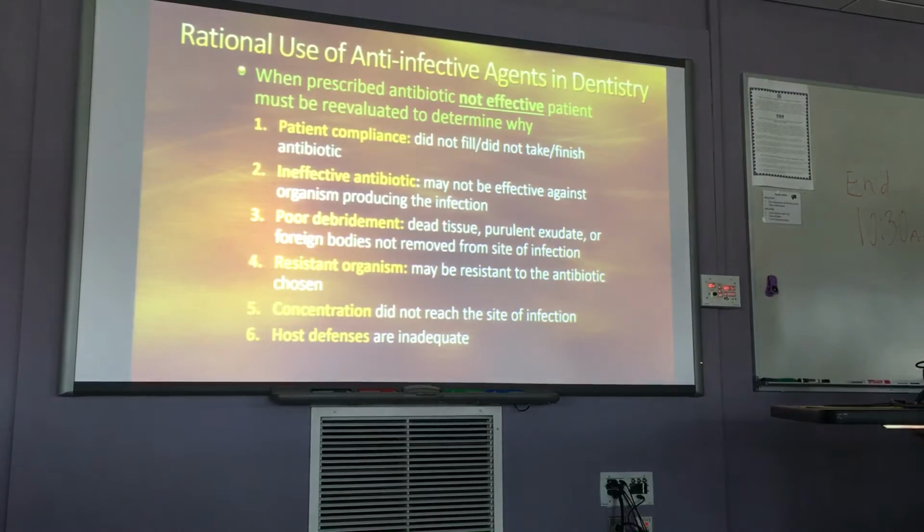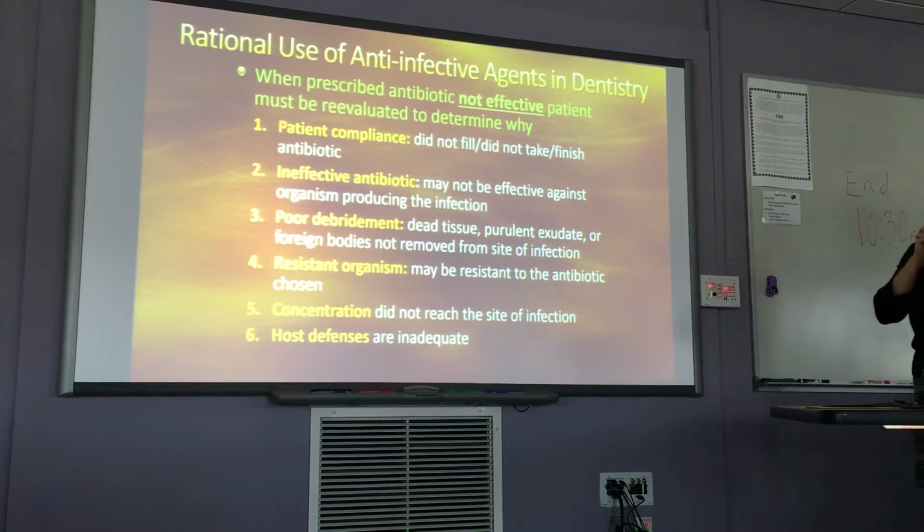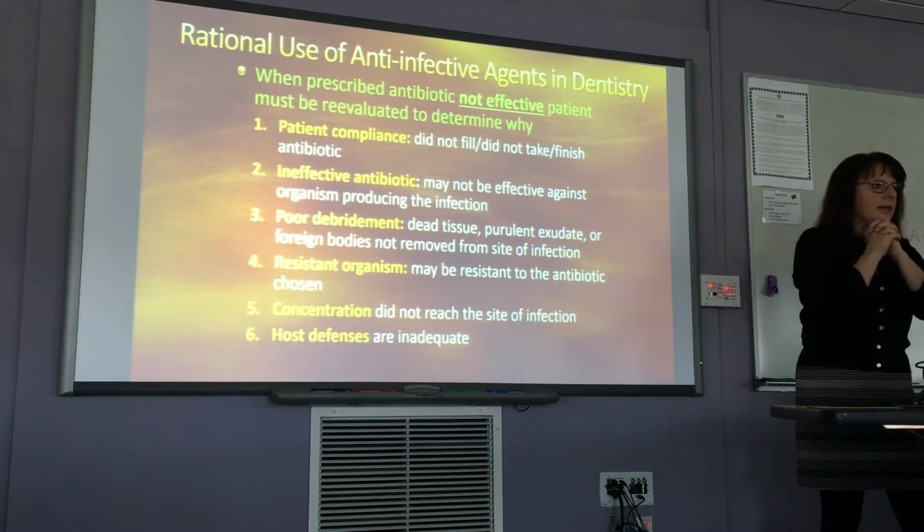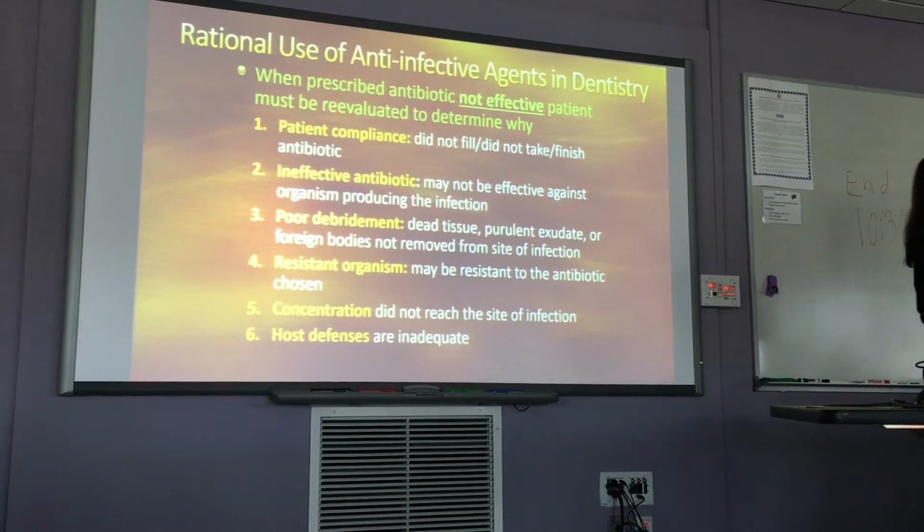When we prescribe an antibiotic and it has not been effective, there are usually a few reasons for this that we can identify. So this is where we need to step up our game a little bit. Patient compliance: they didn't fill the prescription, or they didn't finish taking it. We used an ineffective antibiotic. We didn't use the right antibiotic at the right stage of the infection.